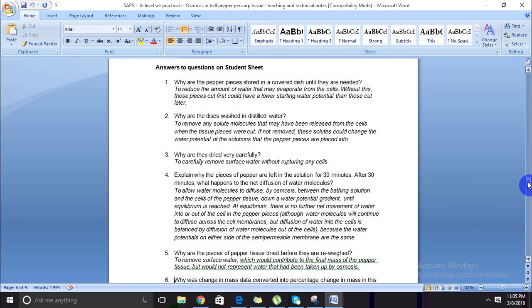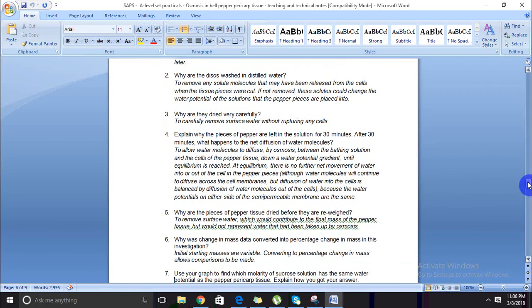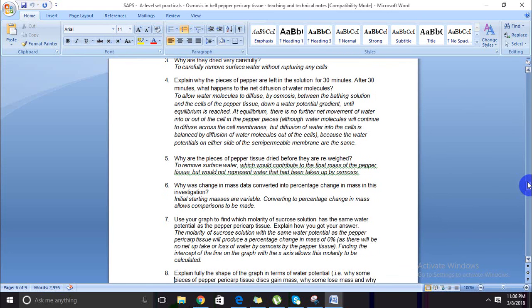And why are they dried before being reweighed? To remove surface water, which would contribute to the final mass of the pepper but would not represent water that has been taken up by osmosis. Why was data converted to percentage change? Because initial starting masses are variable and this conversion makes comparisons possible.